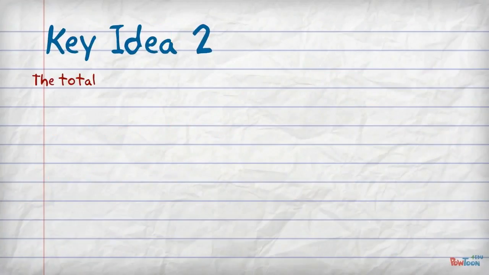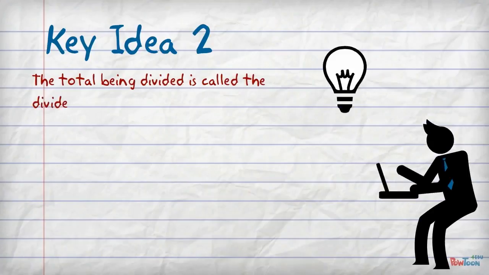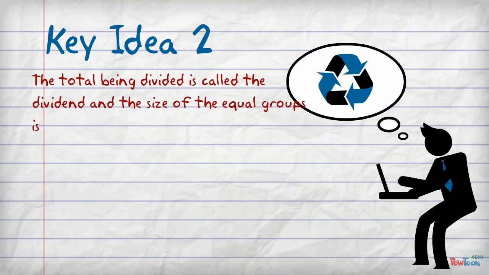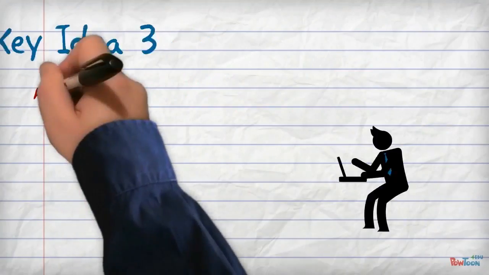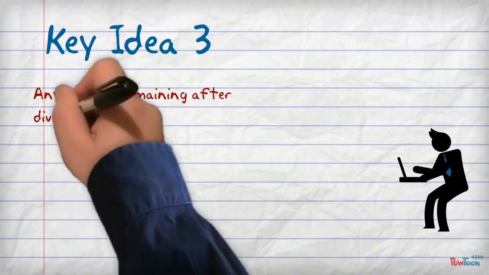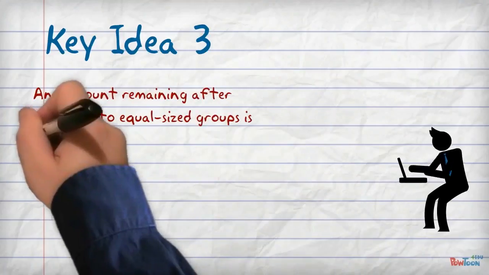The total being divided is called the dividend, and the size of the equal groups is called the divisor. Any amount remaining after division into equal sized groups is called the remainder.